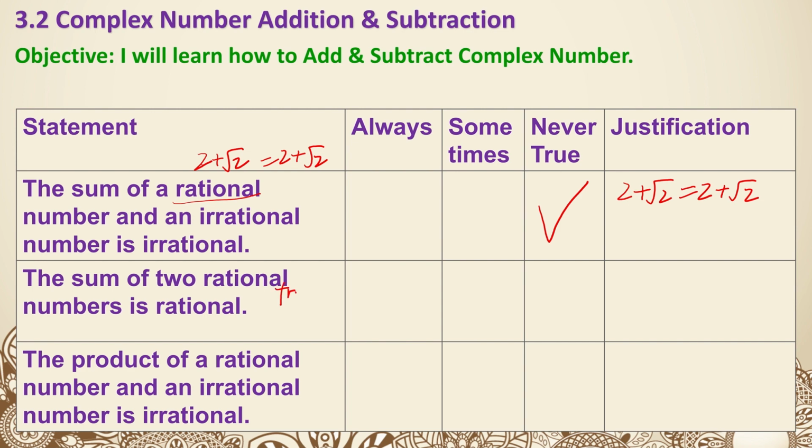Next, the sum of two rational numbers is rational. Again, a rational number is anything that could be expressed as a fraction. So it's a fraction plus a fraction. Of course, you're still going to end up with a fraction.